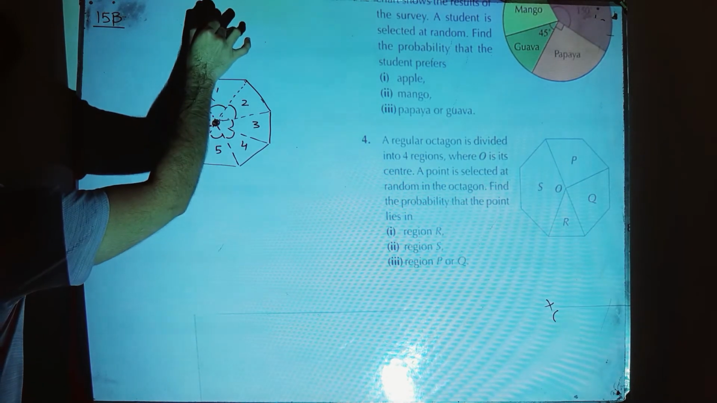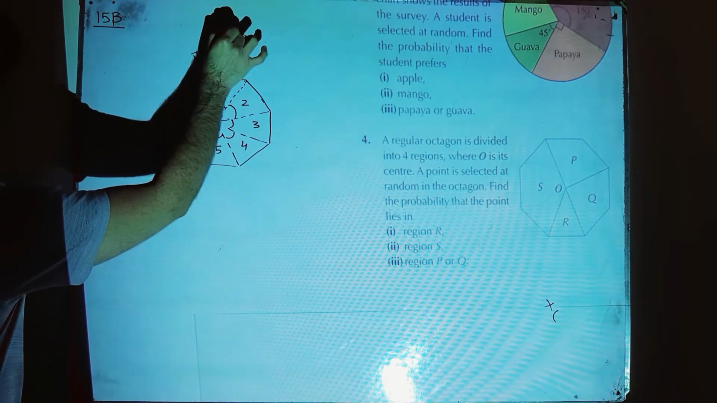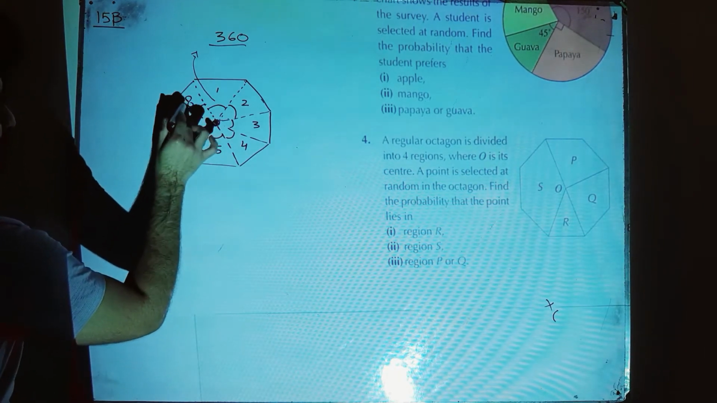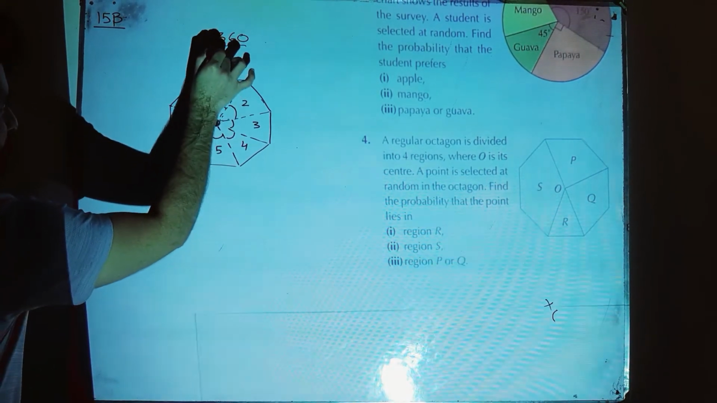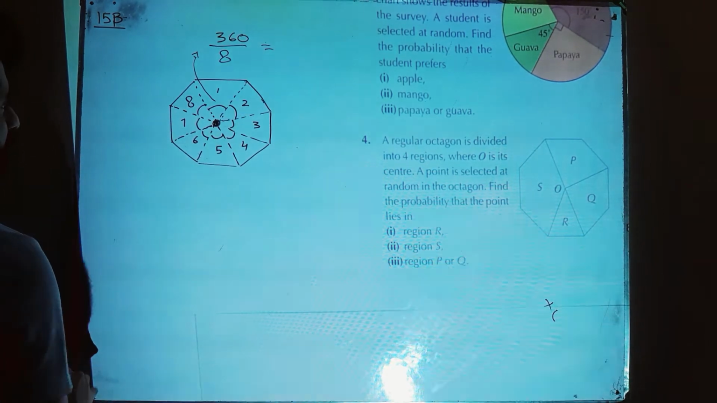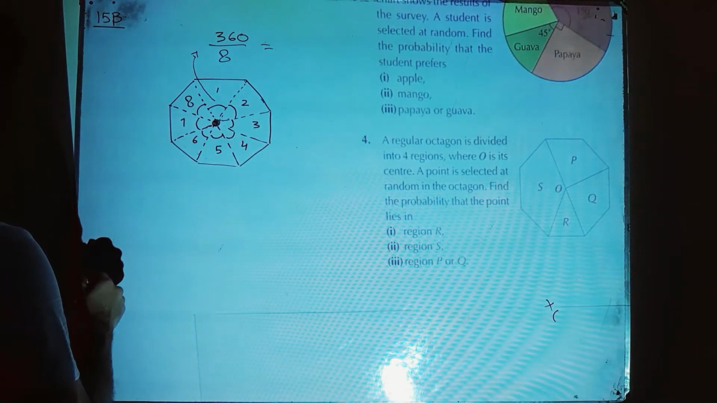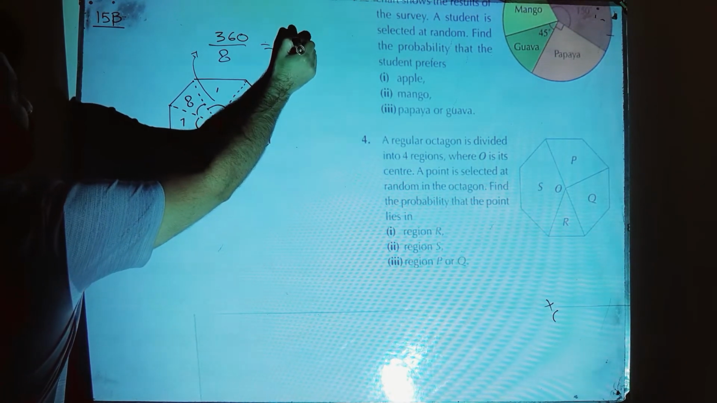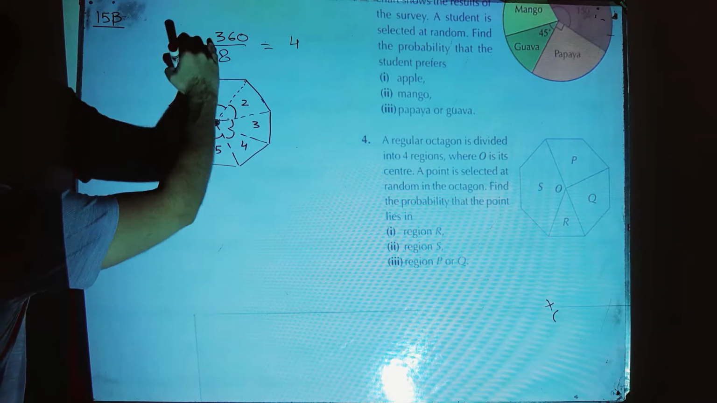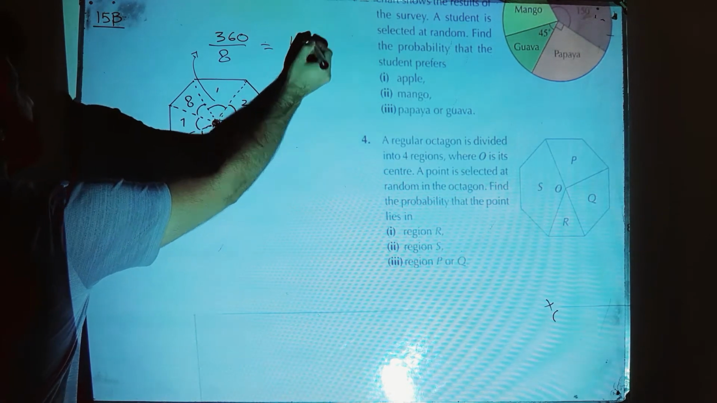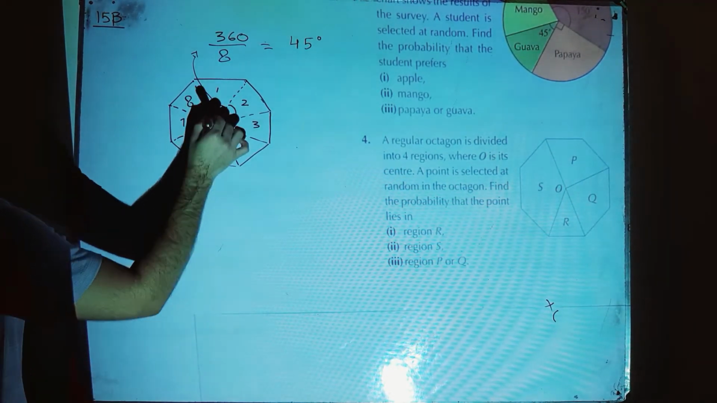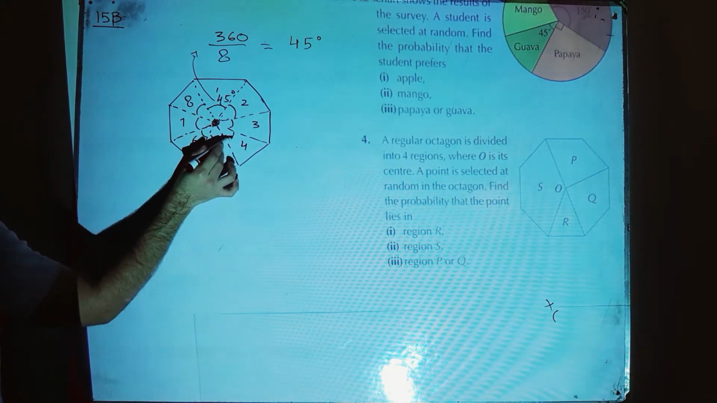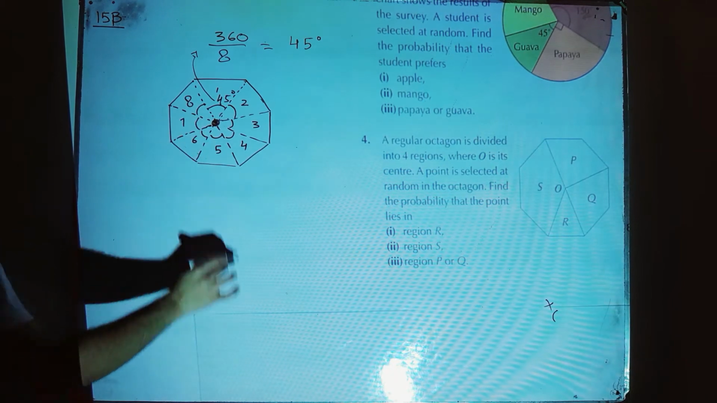So you have to divide 360, the total angle, into how many parts? 8, because we have 8 sections in front of you. What is the angle for a single sector? 8 times 4 is 32, 8 times 5 is 40, 45. This is 45, this is 45, and so on for each sector.